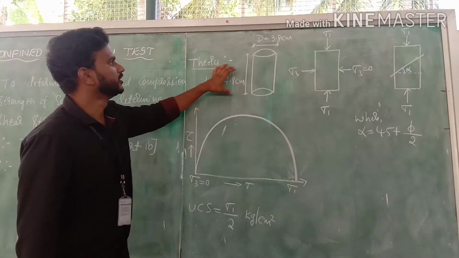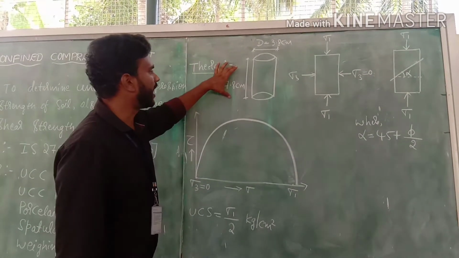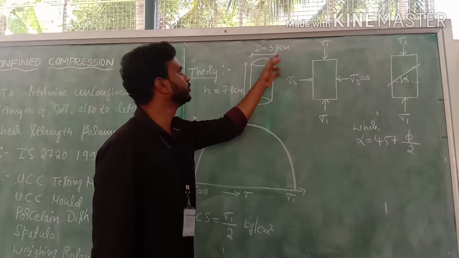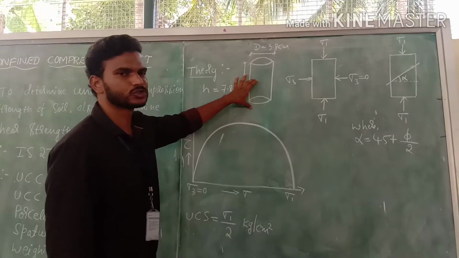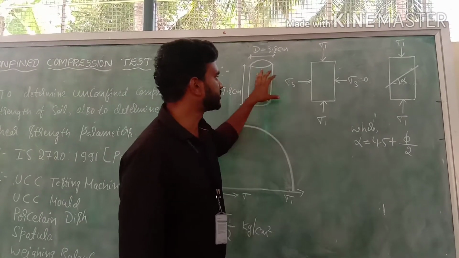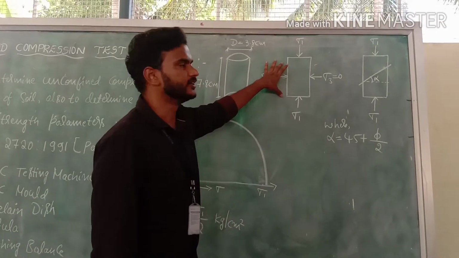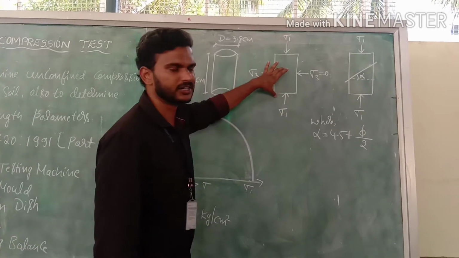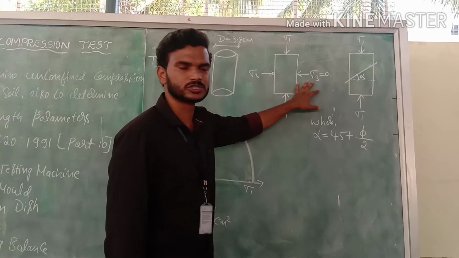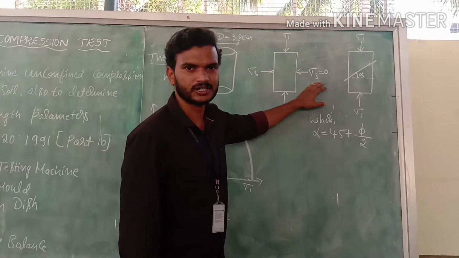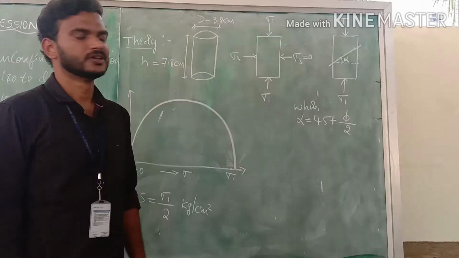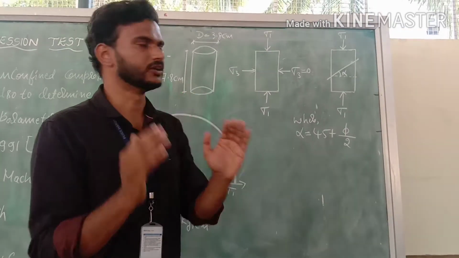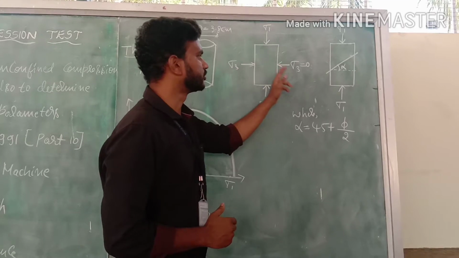Coming to the specimen, here we are taking the soil specimen having height h equal to 7.8 centimeter and diameter d equal to 3.8 centimeter. Consider this as a soil element. In this soil element, sigma 1 is the major principal stress acting in the vertical direction, and sigma 3, which is equal to sigma 2, acts in the horizontal direction, that is the x and z direction. Here sigma 3 is equal to 0 because there is no lateral confinement around the soil.